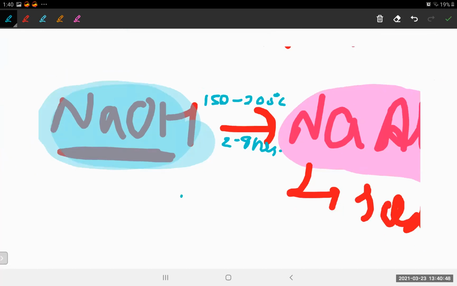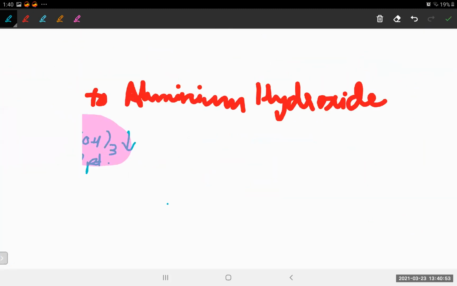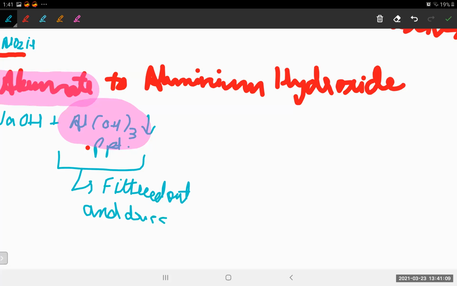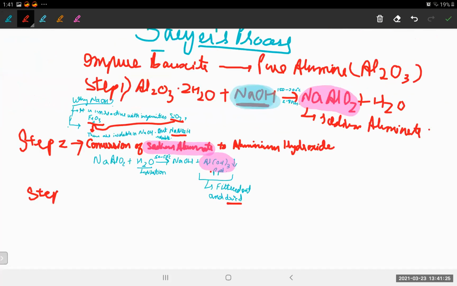Okay, next, now what is done? Al2O3 which we have got is filtered out. It is insoluble. It is a precipitate, yes or no? It is insoluble, that's why it's precipitated. So it is filtered out, and then what is done? It is dried. So how to dry anything? Heat it, isn't it? Heat it. So this is step number 3. So step 3 is heat it, convert to Al2O3.